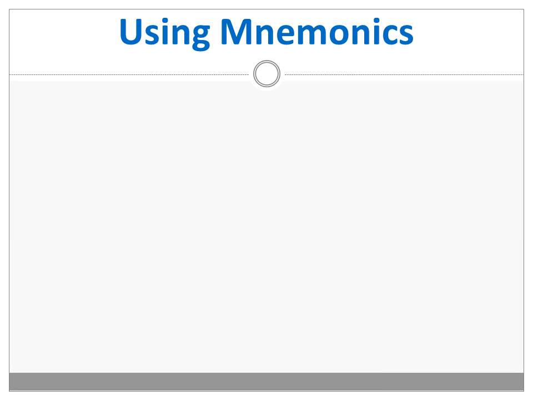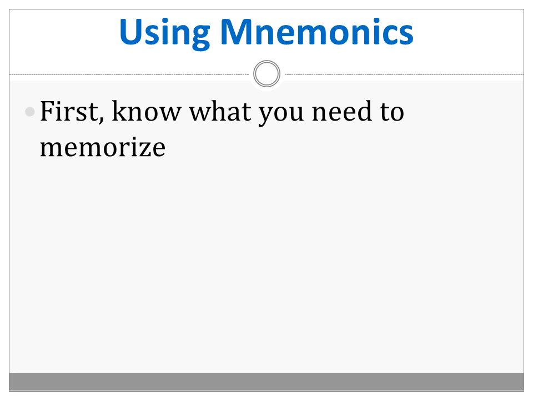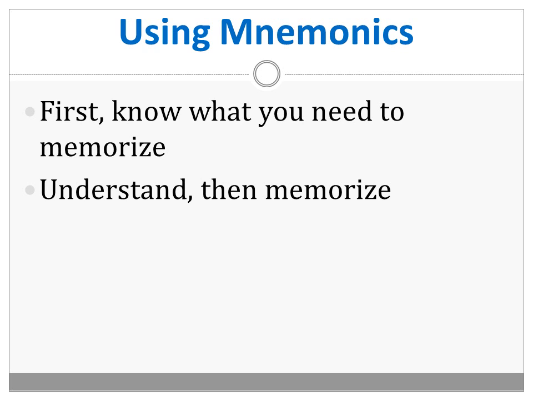Using mnemonics. First, determine exactly what you need to memorize. Is it just a word and definition? An ordered list? Something else? Then make sure you understand the content before you try to memorize it. This is important. Understand, then memorize.